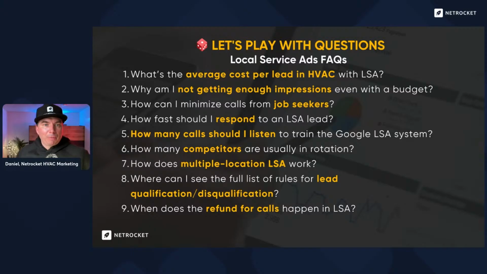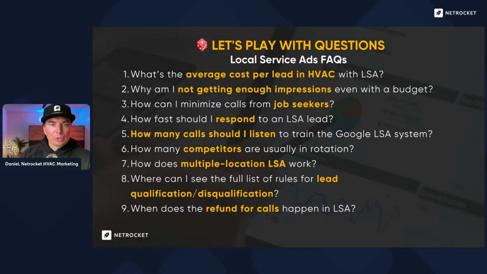Number 4, how fast should I respond to an LSA lead? Very fast, as fast as you can. I would recommend don't do any IVR or any AI responders, just respond as fast as possible. This is how you will get better conversion, and this is again another ranking factor for LSA.